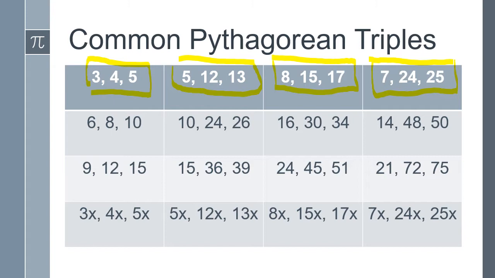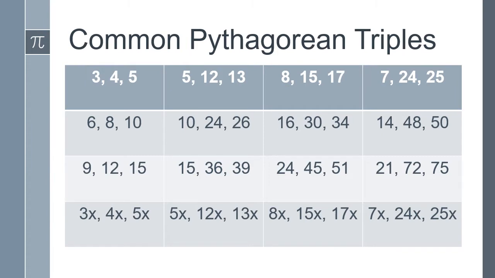Now you'll notice as we move down the columns that we've got 6, 8, 10. Those are still in the ratio of 3, 4, 5. So is 9, 12, 15. And then we get down to this row: 3x, 4x, 5x; 5x, 12x, 13x; 8x, 15x, 17x; 7x, 24x, and 25x. And all of those are the ratios that the common Pythagorean triples are in.